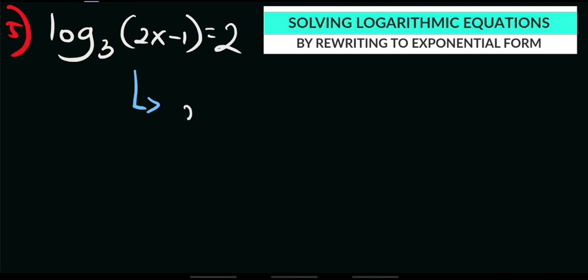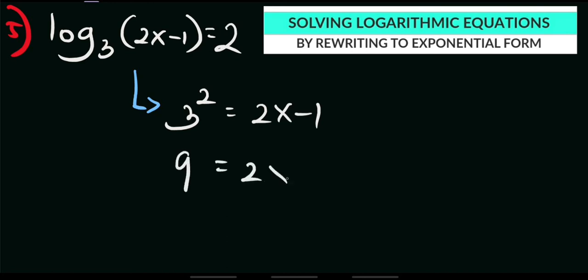Then copy the base. We have 3 raised to the exponent 2, and that is equal to 2x minus 1. Okay? So let's simplify this set of expressions. We have 3 squared, that is equal to 9, and that is equal to 2x minus 1.